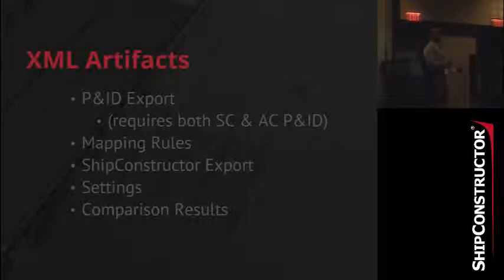Then you run your ShipConstructor export, and what I need to make clear here is that after you've done your P&ID export, you're then done with AutoCAD P&ID. The mapping rules, the ShipConstructor export, the settings and the comparison results can be run solely within ShipConstructor without having AutoCAD there, so you can split these processes apart. So you got your mapping rules, then you do your ShipConstructor export, and you can do that from anything that has pipe in it. Any kind of a pipe model drawing, whatever.